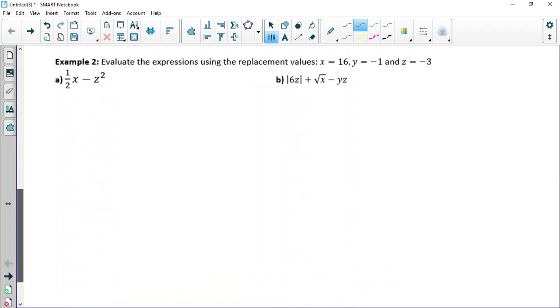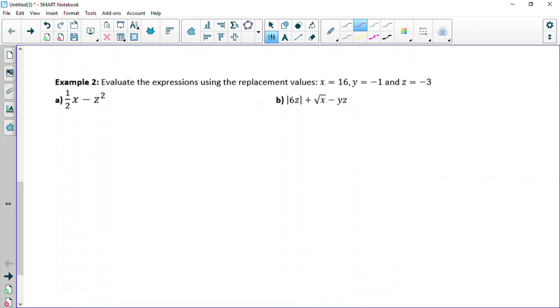And let's take a look at these two examples, and then we'll be done. Alright, so here my values are all pretty normal, standard out, so we don't need to worry about evaluating them first. Alright, so I've got that 1/2 times x was 16 minus z is a negative 3 squared. Alright, so we need that subtraction sign to come down, and we needed the negative to go with the 3. Alright, so let's go through and evaluate.